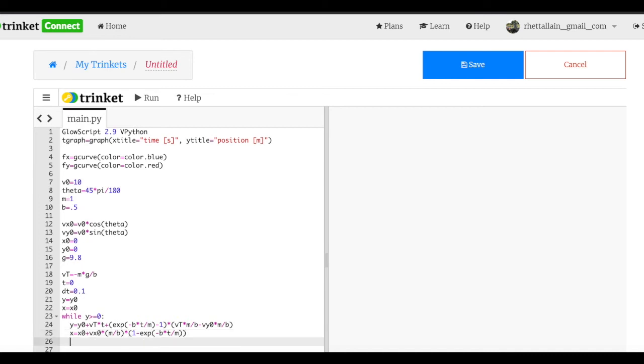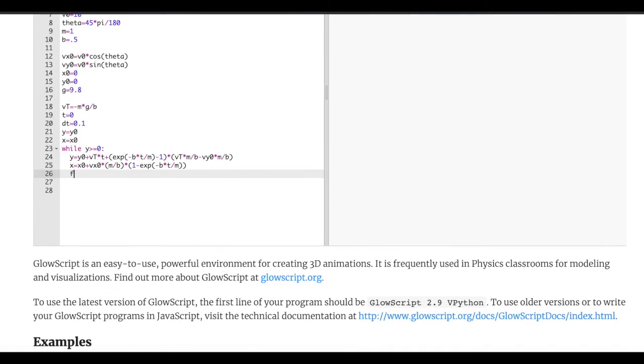Now I can plot both of those, so let's just scroll up here. fx dot plot is going to be t and x. fy dot plot is going to be t and y. Now I need to increase t. t equals t plus dt. This is just so I can make a new graph. If I want to plot versus time, I need to update time. And I think that's it.